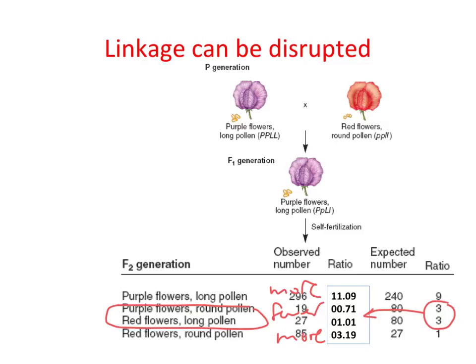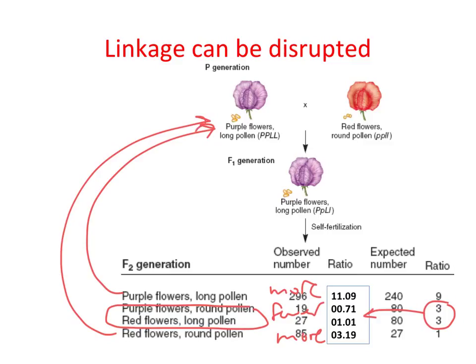Where else do you see those phenotypes where we saw more than we expected to see? Where else on this screen are those particular combinations of phenotypes? Purple long and red round. Where do those exist up here? The parents. So for some reason, when genes are linked, we see more F2s that look like the grandparents, the P0 individuals, and we see fewer of what Mendel would have predicted would be recombinant types.